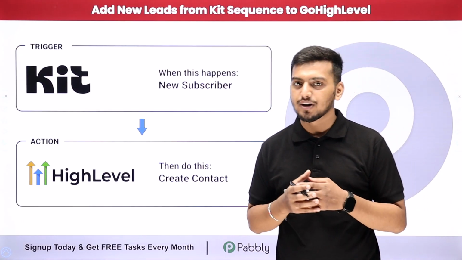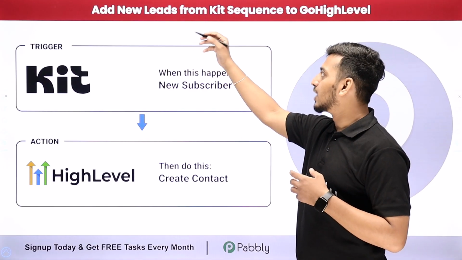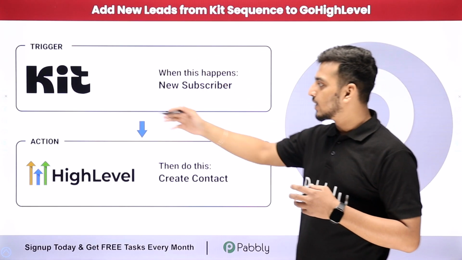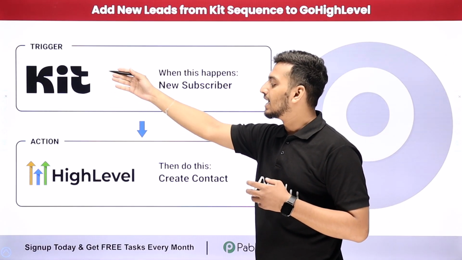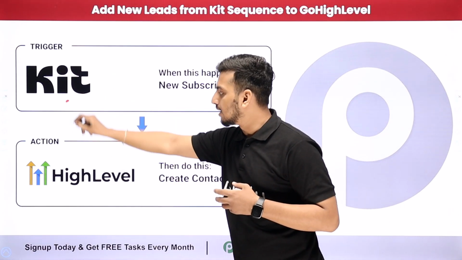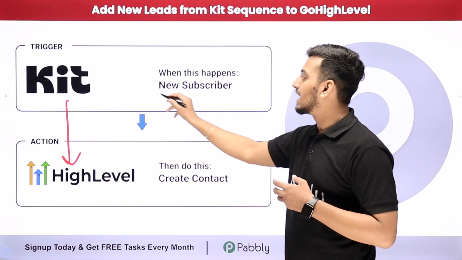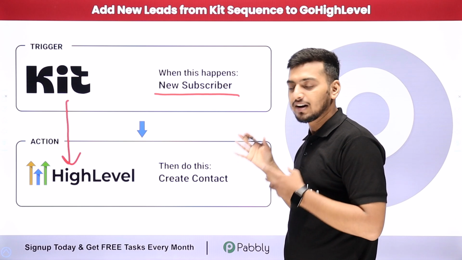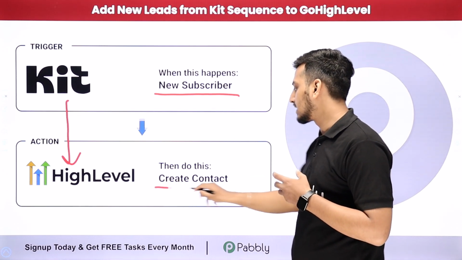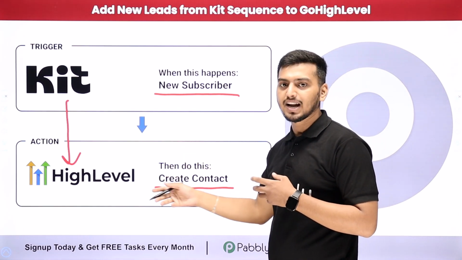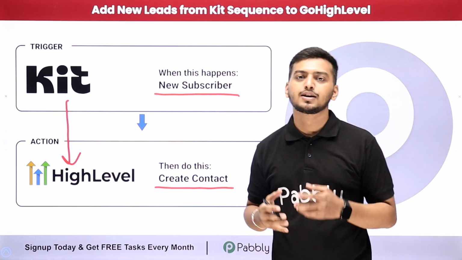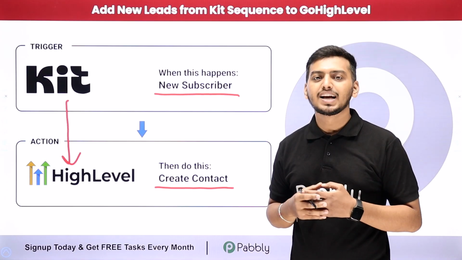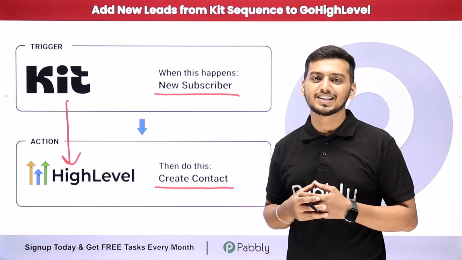And today I am going to demonstrate how you can add new leads from Kit sequence to GoHighLevel. And herein I am going to integrate these two different applications, Kit and GoHighLevel, with the help of Pabbly Connect, so that whenever any new subscriber gets added on my Kit account for my coaching funnel, an automatic contact gets created on my GoHighLevel CRM for better follow-up and management. So if you are ready to learn how I am going to create this amazing automation, then let me take you right onto my screen.